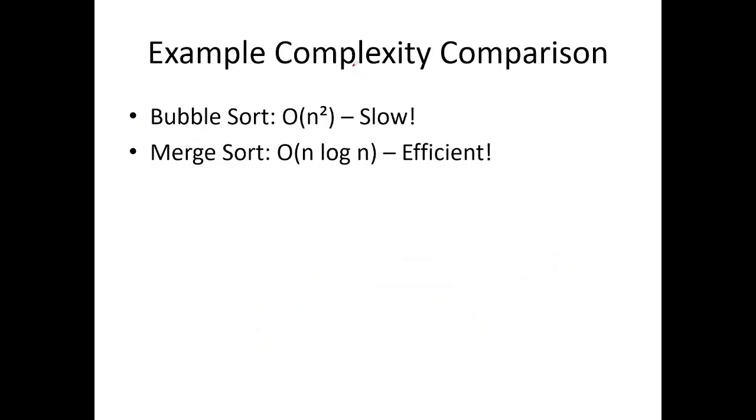Now coming to the next one, this is just an example of complexity comparison. If you see bubble sort, its complexity is big O of n square, and merge sort is big O of n log n. Among these two, if you ask me which is more efficient, this particular algorithm, merge sort, is more efficient. Okay, we'll tell you how we can say that this is more efficient and this is not.